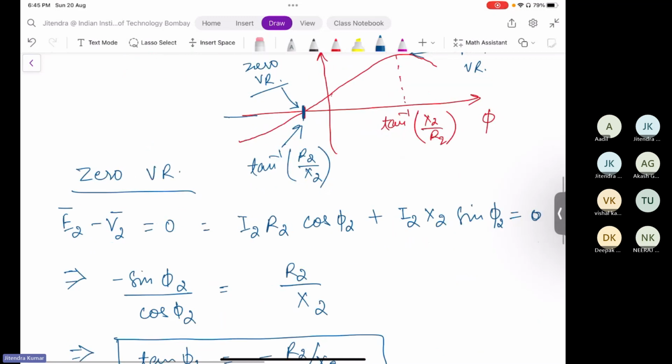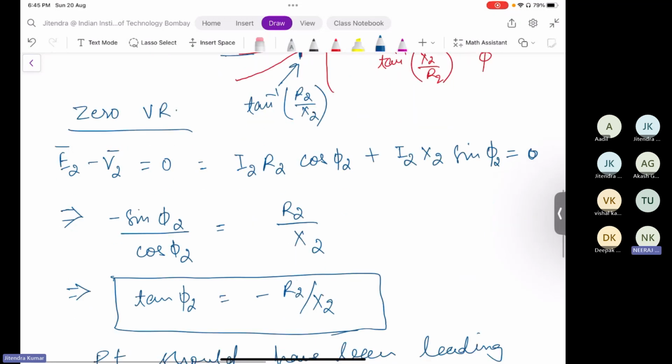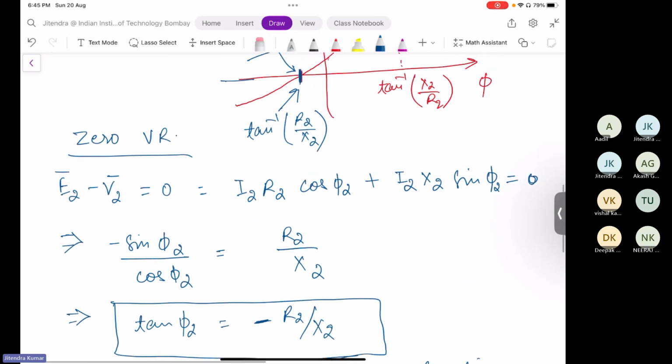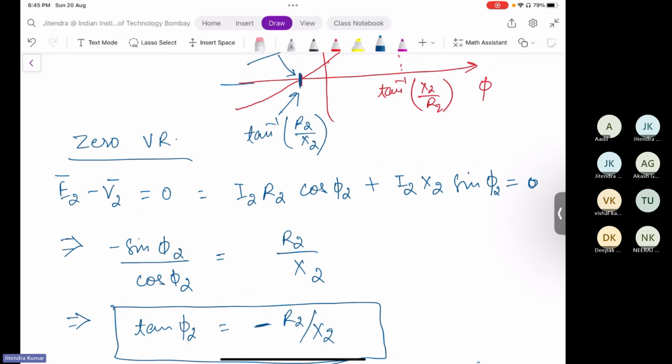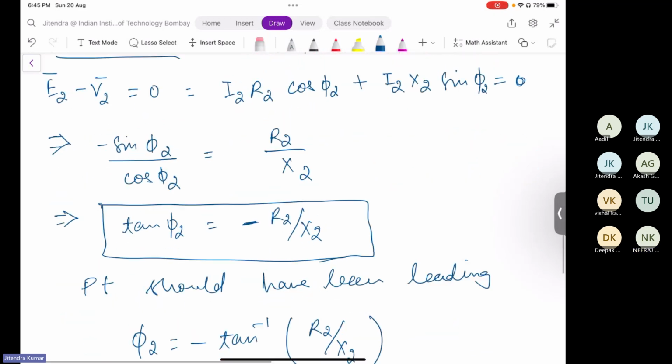On the other hand, in zero voltage regulation, we moved ahead with the assumption of lagging power factor, but at the end we got a negative sign here. It means our assumption was not correct, and zero voltage regulation should occur at leading power factor, at a negative power factor angle.